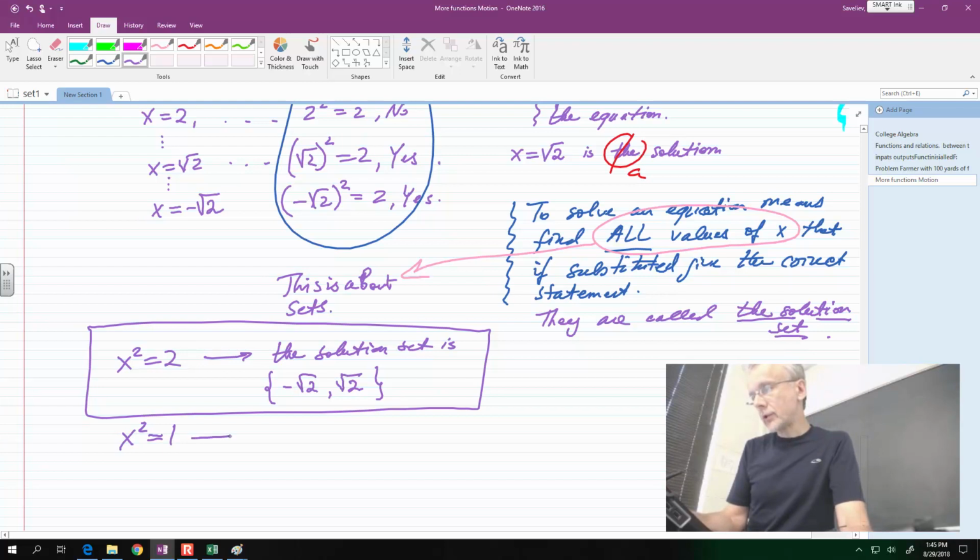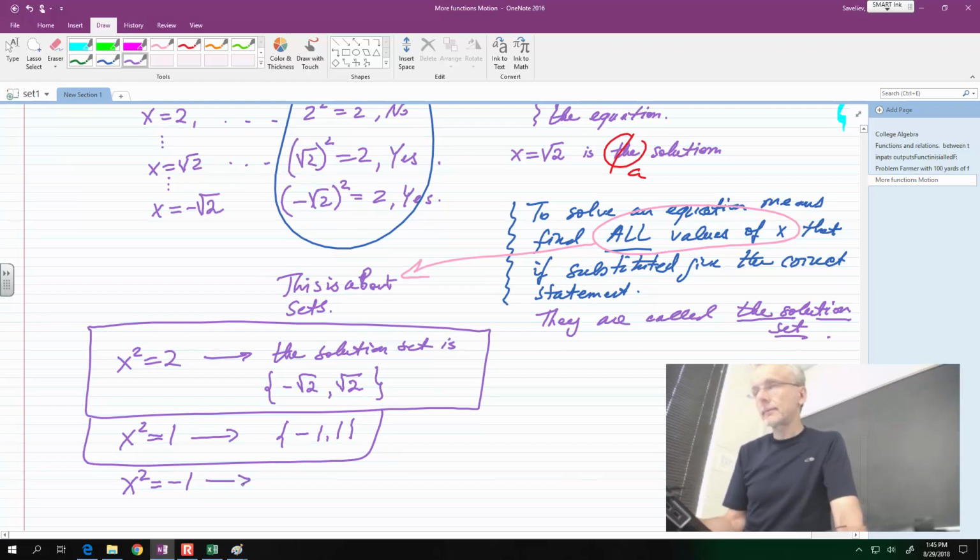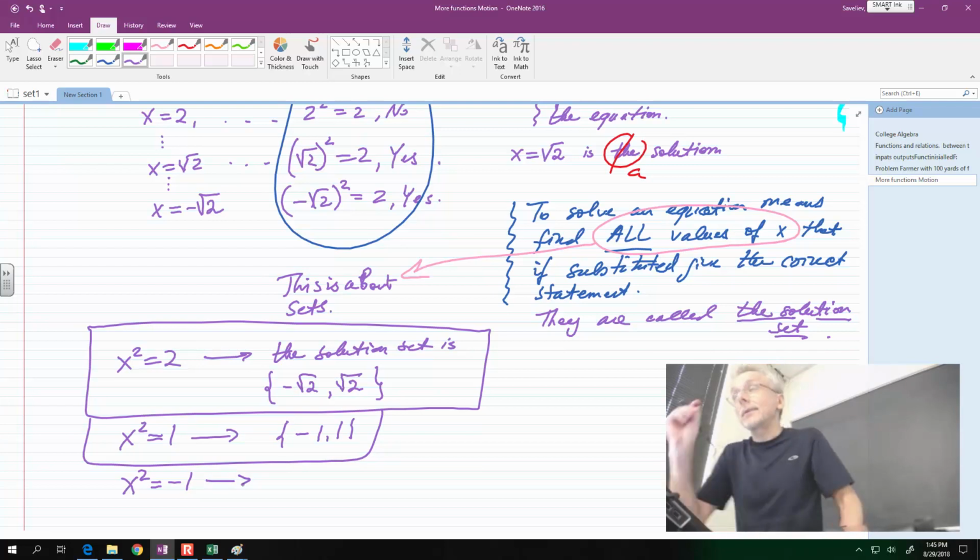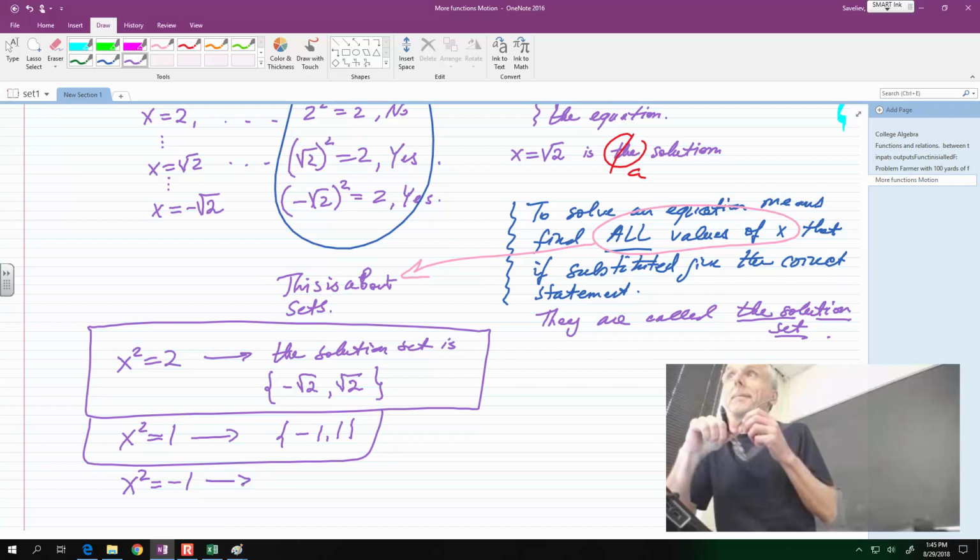x squared is equal to 1. The solution set is plus or minus 1. Same way. How about this one? x squared is equal to negative 1. Well, but I need the answer. So the way to answer the question is on the right.